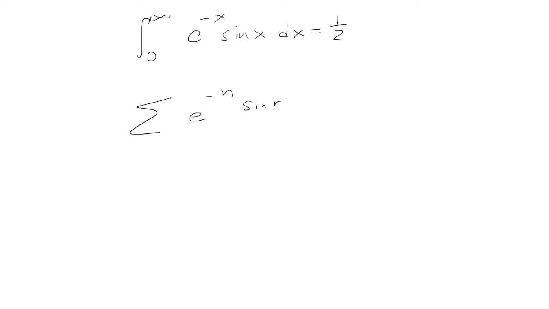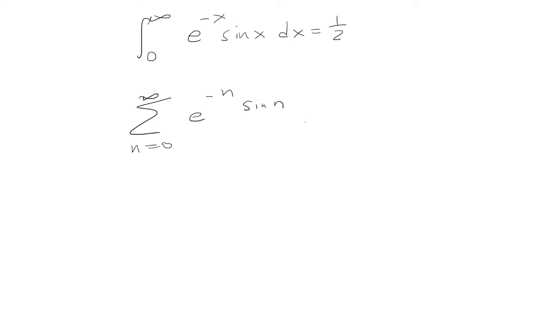So it could be shown that the improper integral, so from 0 to infinity, e to negative x sine of x, dx is equal to 1/2. Can we conclude that the sum, e to negative n sine of n, from n equals 0 to infinity, converges by the integral test? So we want to explain why.